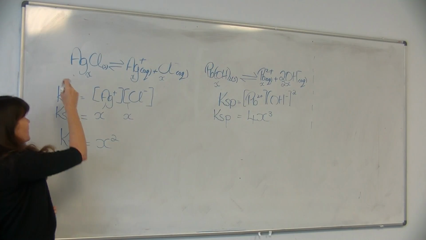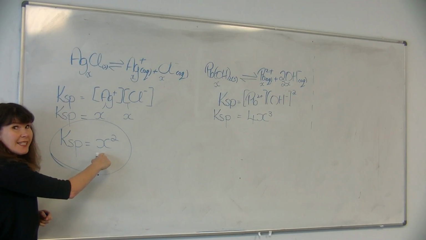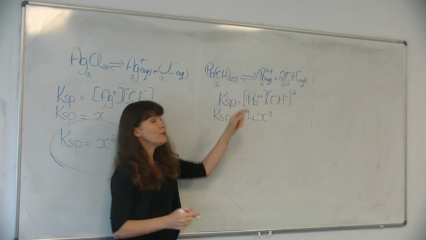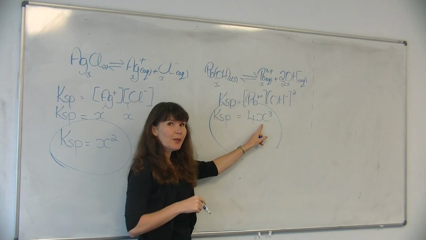All you need to know, if it's 1-to-1, KSP equals the solubility squared. If it's 1 to 2, KSP equals 4 times the solubility cubed.